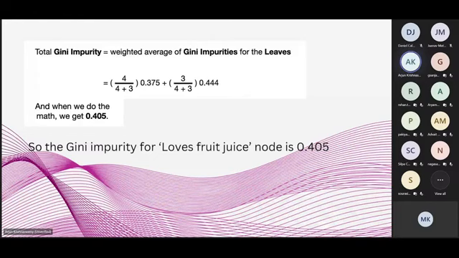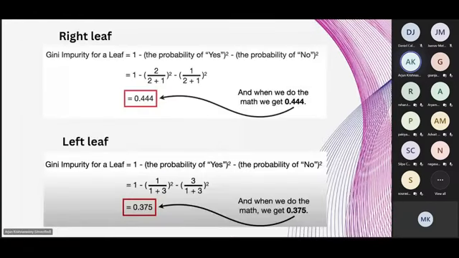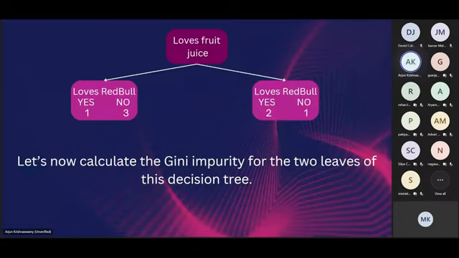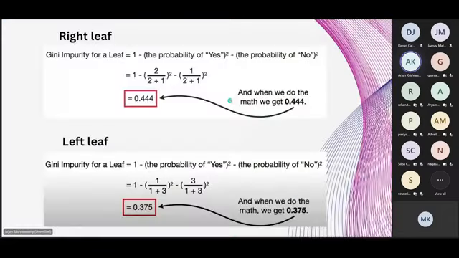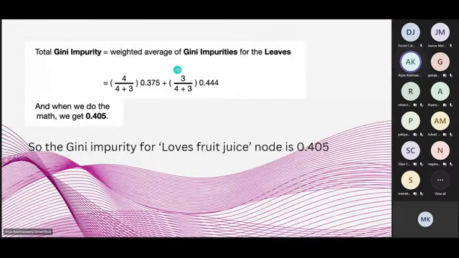I'll just go through it again so that it's clear what Gini impurity is, because it's very important for all further calculation. We perform the split, calculate the Gini impurity for these individual nodes, and then find the weighted average. We multiply the Gini impurity values with their particular weights and then sum them up. This is the Gini impurity for the right leaf, this is for the left leaf, and the weighted average gives a value of 0.405. So if we use loves fruit juice as our criteria for classification, we get 0.405 as our Gini impurity value.